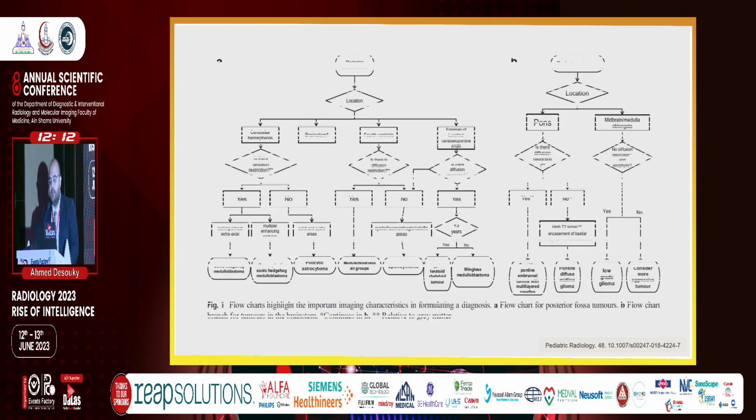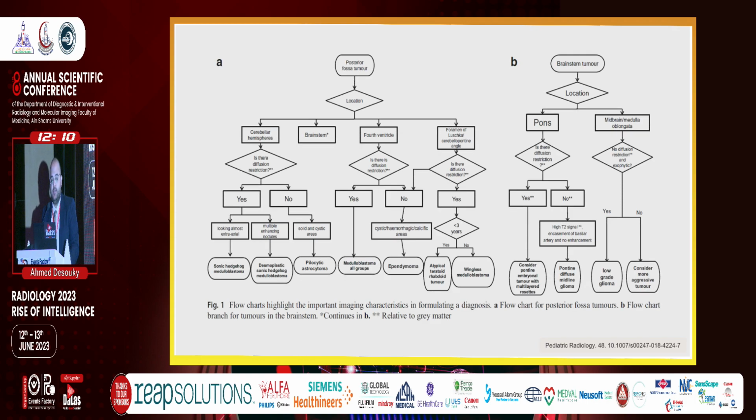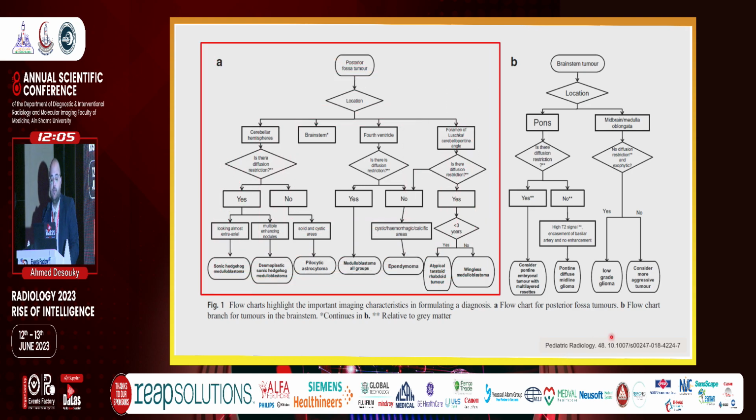So here's our diagnostic flow chart, as we have seen it a couple of times before in this session. This is the posterior fossa tumors. We go to the location. If it is in the cerebellar hemisphere, we check the diffusion restriction relative to the gray matter. And if there's no diffusion restriction, we will check if it has cystic and solid components. If it does, it's most probably pilocytic astrocytoma.